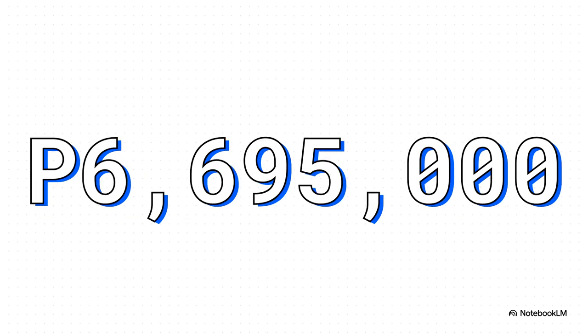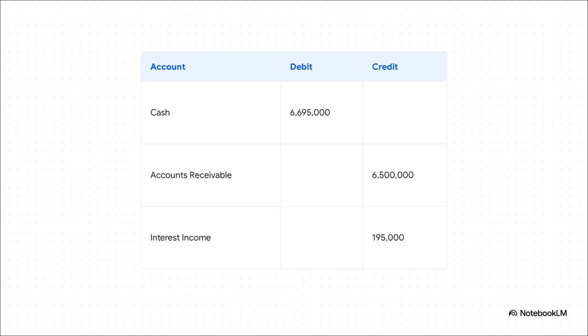So, let's add it all up. The grand total you're going to collect from this customer is the P6,500,000 plus that new penalty interest of 195,000. The final cash hitting your bank account is 6,695,000 pesos. Not bad. And of course, we need one last journal entry to tie it all up.